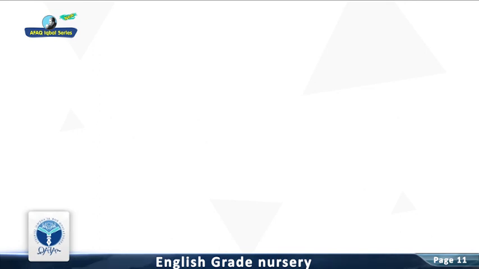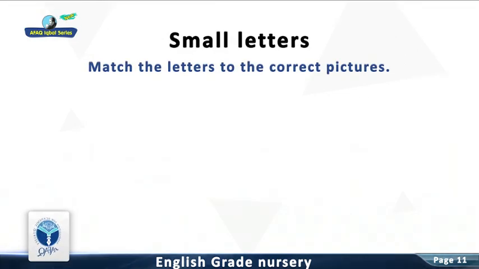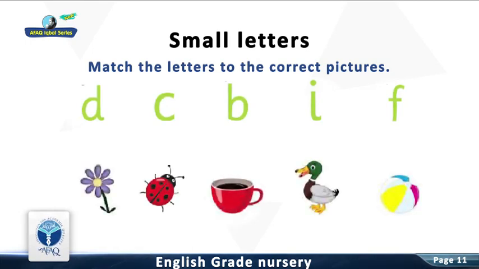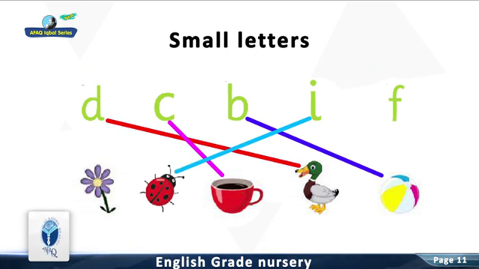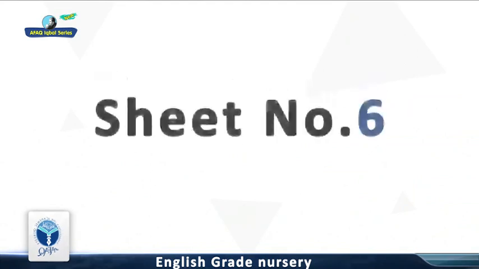Topic is small letters. Question is, match the letters to the correct picture. D to duck, C to cup, B to ball, I to insect, F to floor.